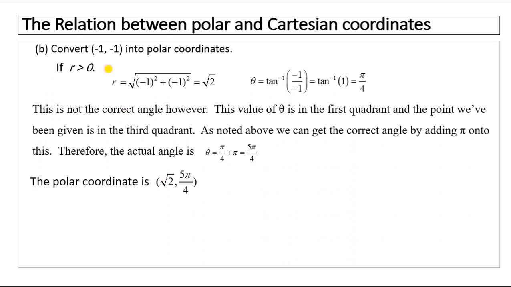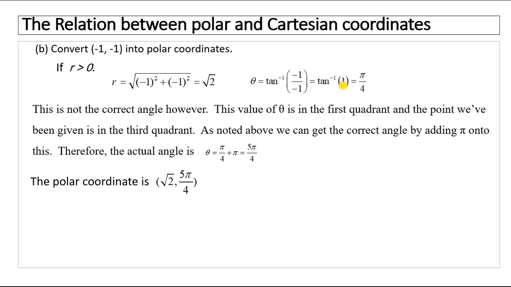Now I want to convert minus 1 from the Cartesian to polar. In the question r is greater than 0, r is positive. I start from r equal square root of x square plus y square equal square root of 2. Theta equal tan inverse of minus 1 over minus 1, tan inverse y over x, tan inverse 1.